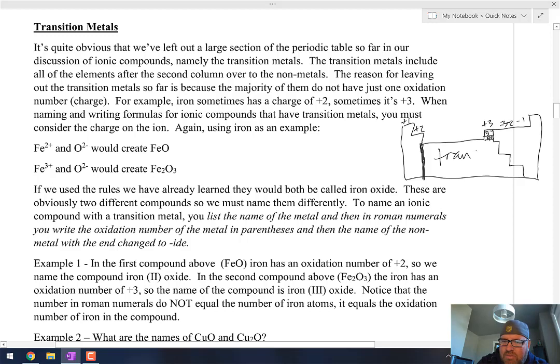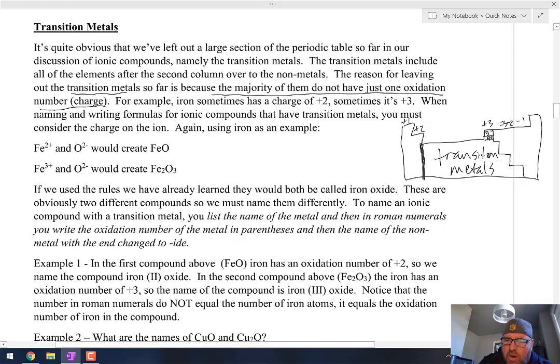These metals in here are called the transition metals, and one of the reasons they are called the transition metals is because their charges can change. The reason that we've left the transition metals out so far is because the majority of them do not have just one. Now here's a fancy word for you. It's called the oxidation number. The oxidation number just means the charge.